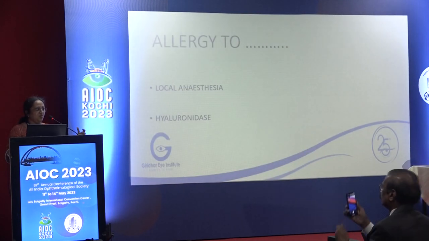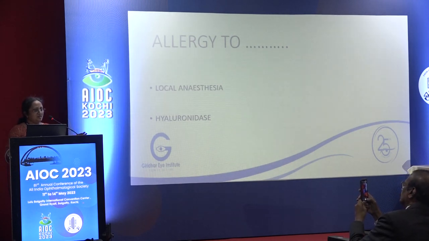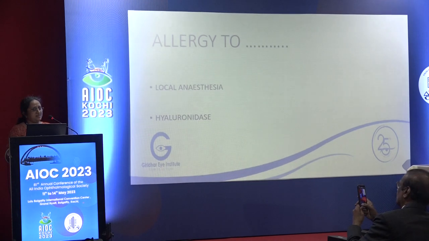So when you're injecting a volume into the peribulbar space, you can see the whole globe pushing up. That is the swelling. But then when you give a massage, it normally goes down. So why does it go down? That's because of the hyaluronidase that we add to the local anesthetic.